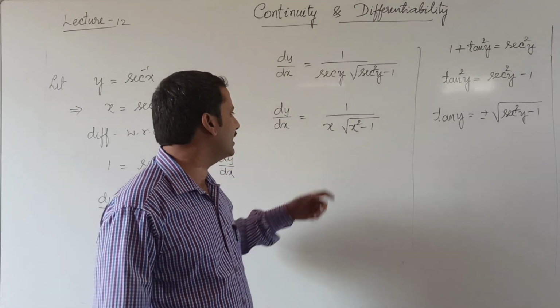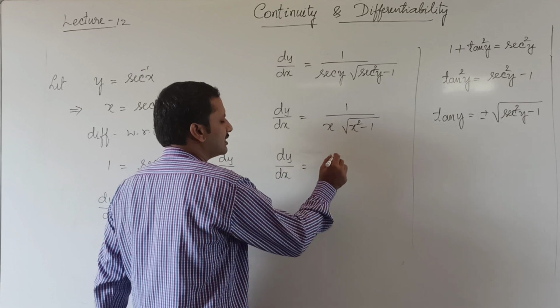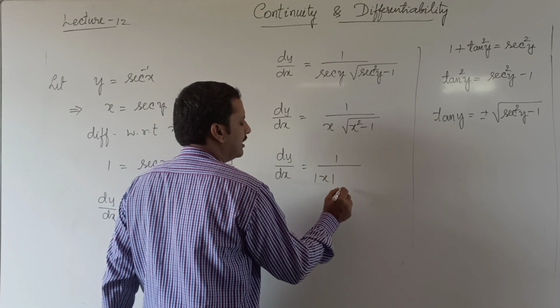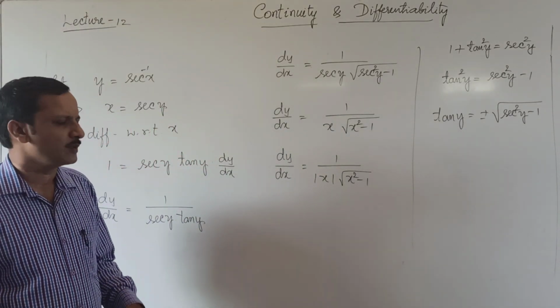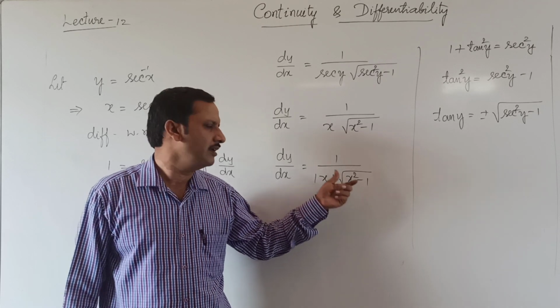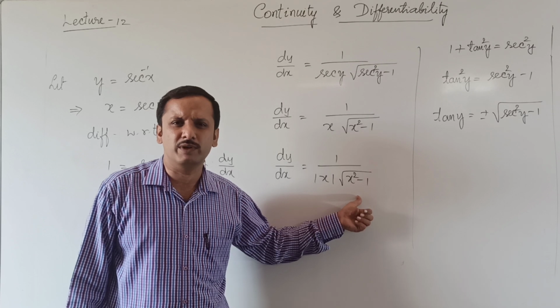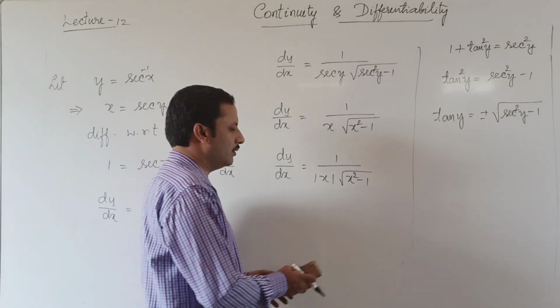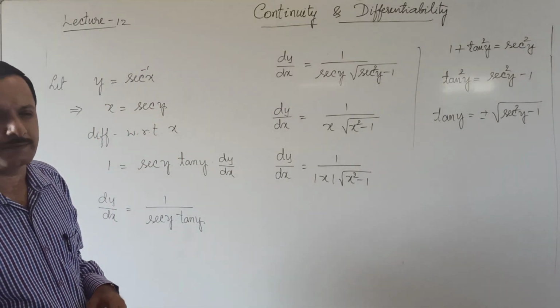Instead of that, I can write this x as mod x. dy by dx is equal to 1 by mod x into root of x square minus 1. When x is positive, it will be 1 by x into root x square minus 1. When x is negative, it will be minus 1 by x into root x square minus 1. How it is, I will show you. See, I have defined y is equal to secant inverse x.